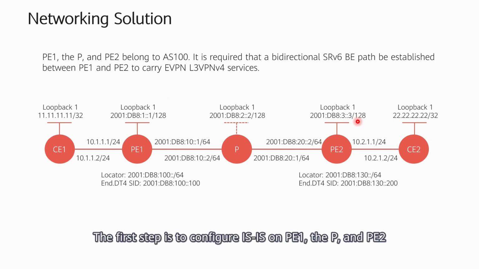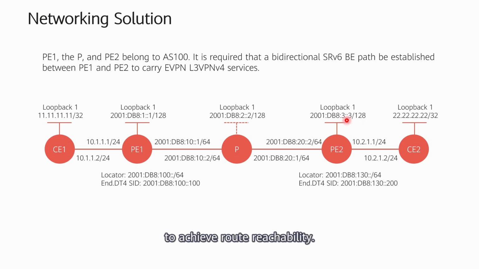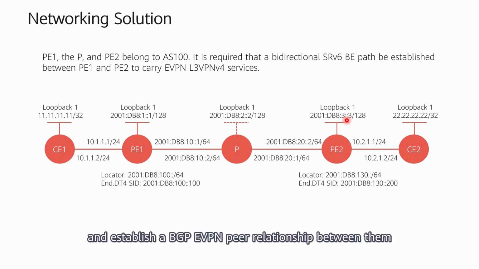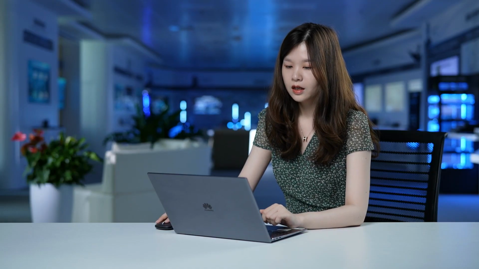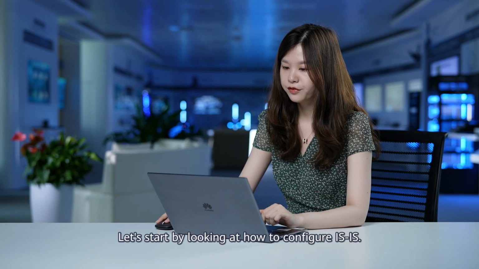The first step is to configure IS-IS on PE1, the P, and PE2 to achieve route reachability. The second step is to configure SRv6 on PE1 and PE2. And the third step is to configure CE access on the PEs and establish a BGP EVPN peer relationship between them, so that routing information of the CEs can be transmitted between them. Let's start by looking at how to configure IS-IS.